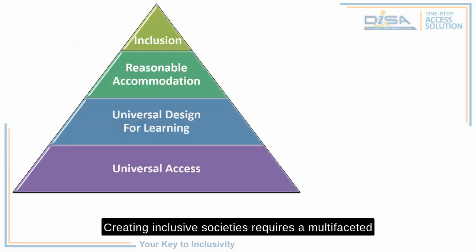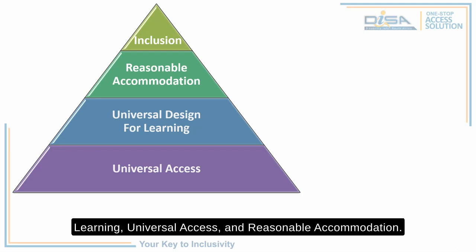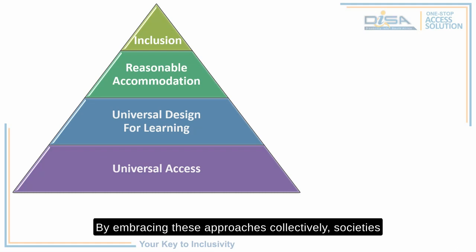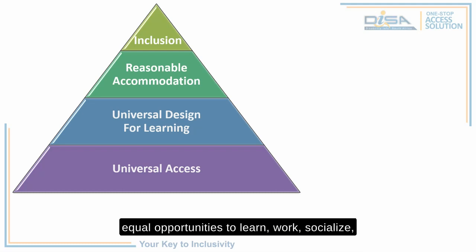Creating inclusive societies requires a multifaceted approach that integrates universal design for learning, universal access, and reasonable accommodation. By embracing these approaches collectively, societies can foster environments where everyone has equal opportunities to learn, work, socialize, and thrive, ultimately promoting inclusivity and diversity as fundamental values.